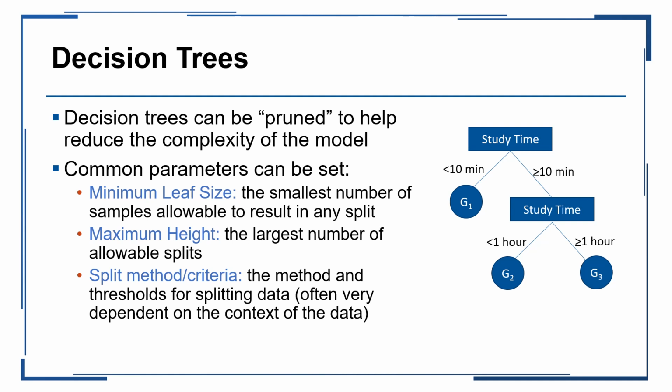Beyond this, other common parameters include the minimum leaf size, which limits the size of our subgroups, the maximum height of the tree, so basically how many splits do we want to make across our variables, and the split method, which determines again how it identifies the important features and how they are split.